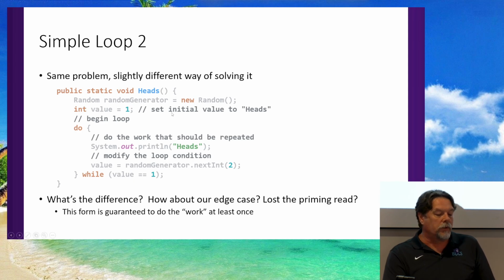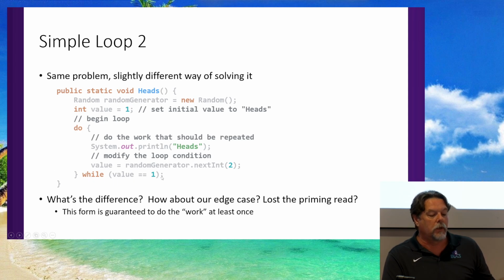But essentially we're doing the same thing. We print heads as long as I've got heads. We get the next random number. Then at the end of the loop, we check the value to see if the next value is heads. And if so, we continue looping. We go back to the top.